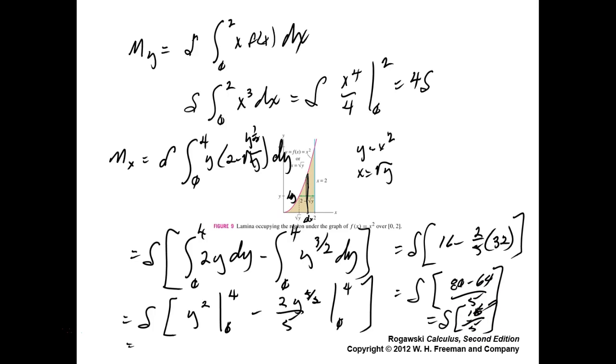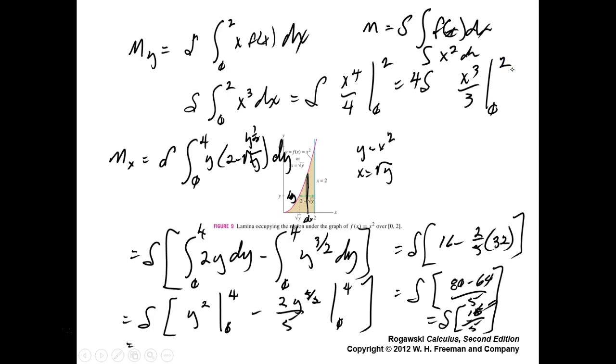The one other thing you have to do is the mass. The mass is really pretty easy usually. It's your delta times the integral f of x dx. And you could use either one you want to. f of x is easier, and that's just x squared dx. And what's that integral? x cubed over 3, evaluated from 0 to 2, because you're doing your dx this time. So that would be 8/3 delta.